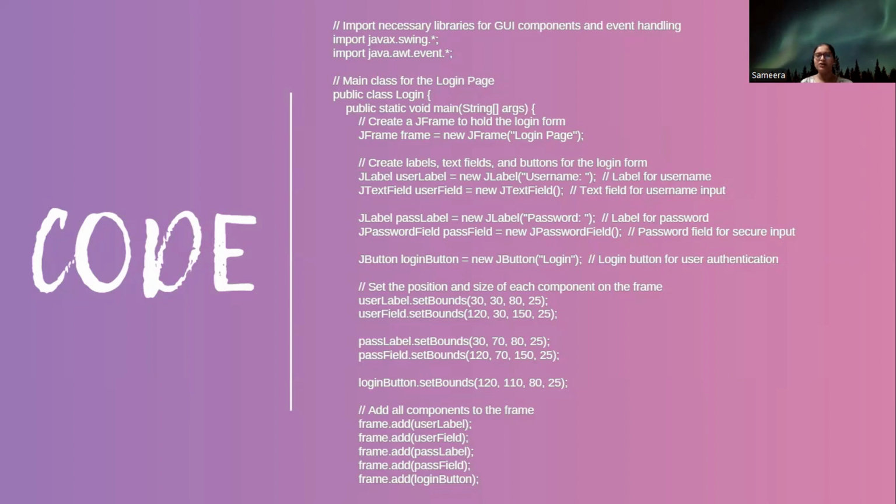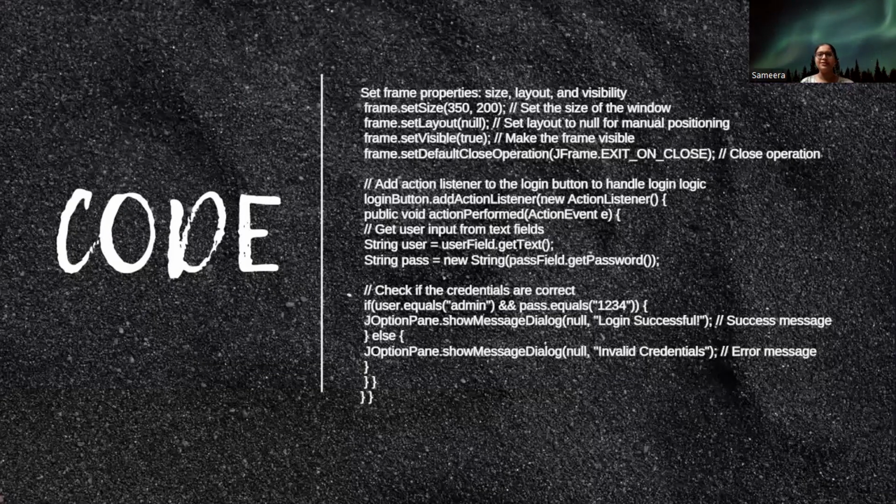Then we add all the components to the frame: frame.add(userLabel), frame.add(userField), frame.add(passLabel), frame.add(passField), frame.add(loginButton). Then we set the frame properties: size, layout, and visibility. frame.setSize with parameters 350 and 200. We set the size of the window. Then we set layout to null for manual positioning.